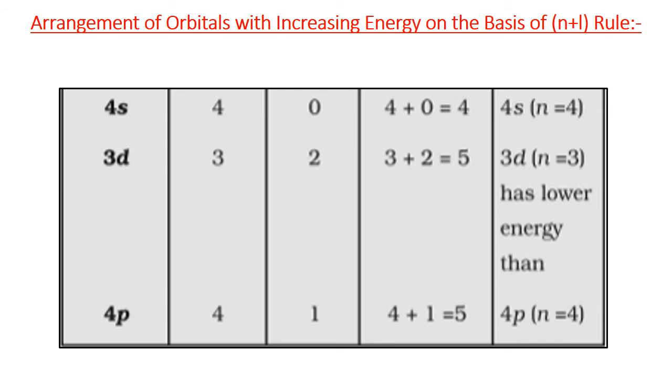n plus l value for 3d is 5, which has lower energy than 4p orbital, for which n plus l value is 5. Though 3d and 4p orbitals have the same n plus l values, the principal quantum number for 3d is 3, but for 4p is 4. Hence, the lower the principal quantum number, the lower will be the energy. Hence, 3d has lesser energy than 4p orbital.